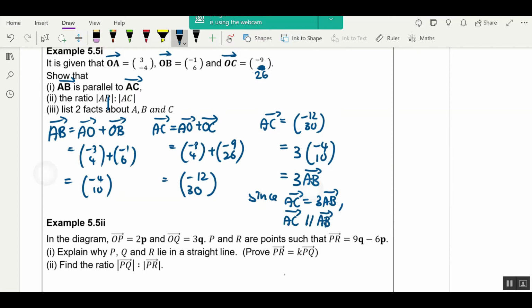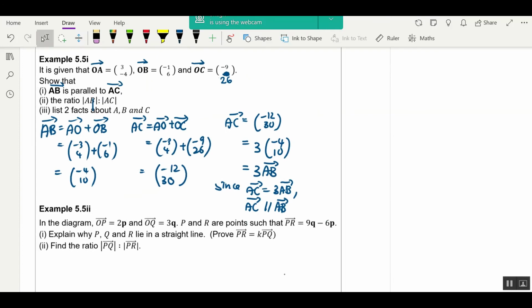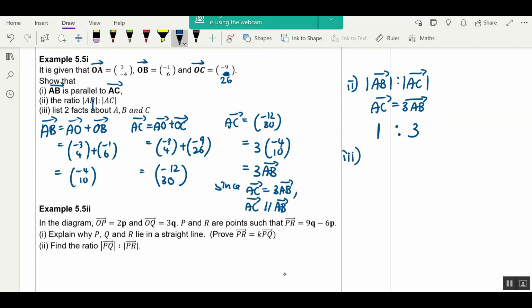So they only asked for parallel, they didn't ask for collinear. That's for part 1. Part 2, what is the ratio of the magnitude of AB to AC? AC is equal to 3 times AB. This means that the ratio, AB has to take the smaller one, because AC is equal to 3 times AB, is 1:3. And for part 3, list 2 facts.